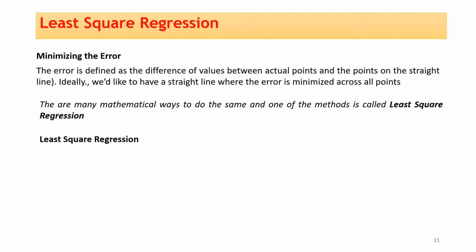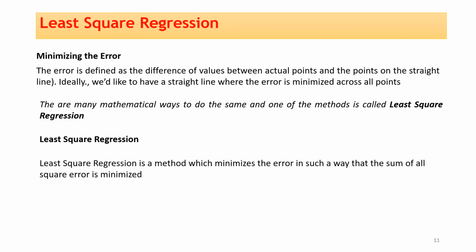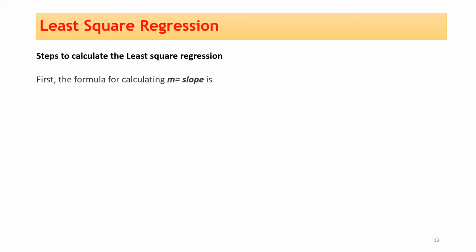Now what is least square regression? The least square regression is the method which minimizes the error in such a way that the sum of all square errors is minimized. Now let's see the steps to calculate the least square regression. First, the formula for calculating the slope, that is m, is m equals the sum of all (x minus x mean) into (y minus y mean) upon the sum of (x minus x mean) star star 2.